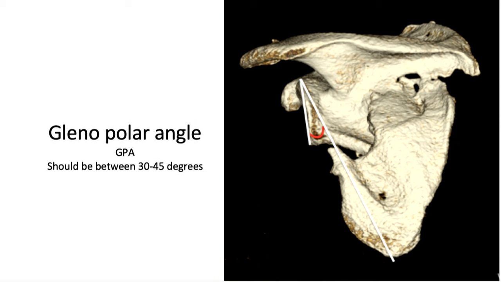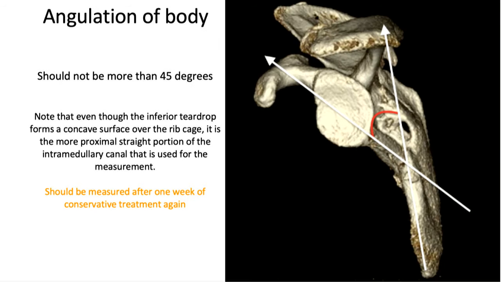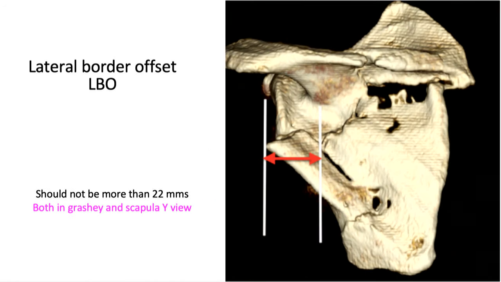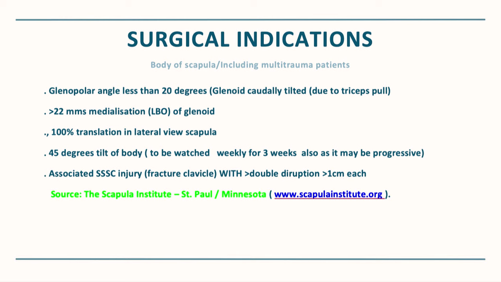The glenopolar angle, draw a line here, draw a line here. It can change, obviously, if you are rotating the scapula. So it should be in plumb AP view. The angulation of the body, again, it is to be in plumb lateral view. It should not be more than 45 degrees to treat conservatively. And the lateral border offset. See, this point has fractured from this point. So it has displaced. The scapula, especially the glenoid, is pulled medially. So the medialization of glenoid leads to all these problems. And Goss, you have already seen it.